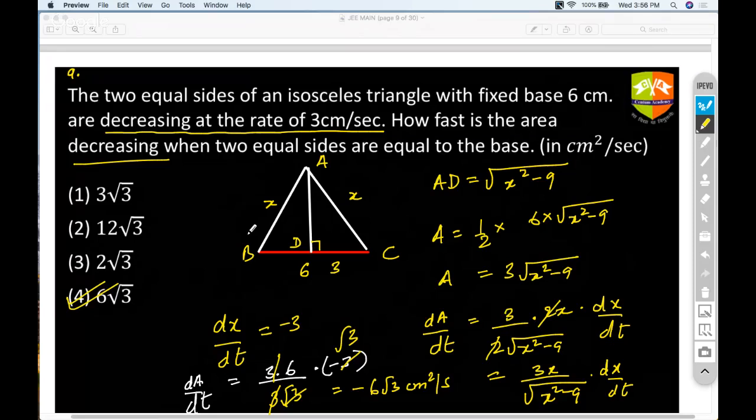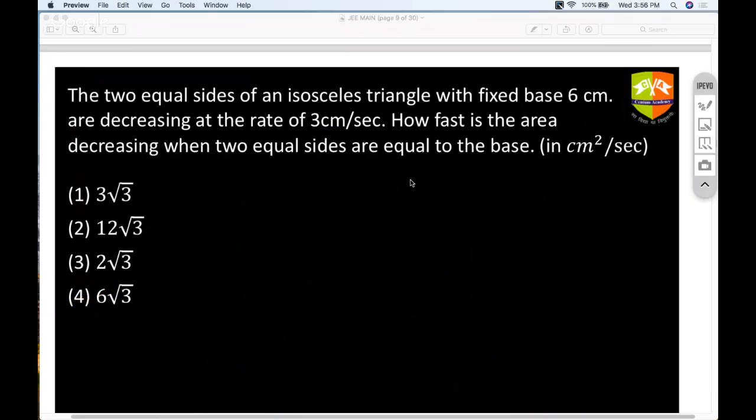So the first one to get this correct is, I think, Saimir. No, sorry, Kushal. Kushal got this correct. Great. Let's move on to the next one.